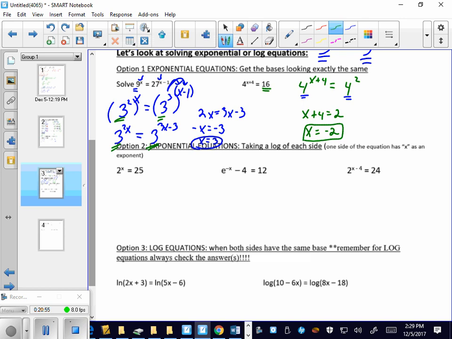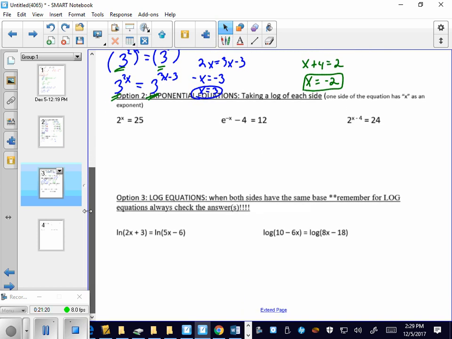Okay, using properties of exponents to get the bases to be the same. Again, you have to be good with some of your multiplication, raising things to powers. You're going to have to be able to figure those things out. And most of this is going to be expected to be done without a calculator on tests. So make sure you're good with this. Option 2.